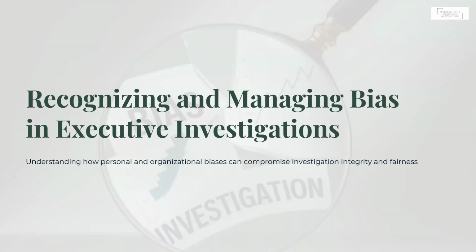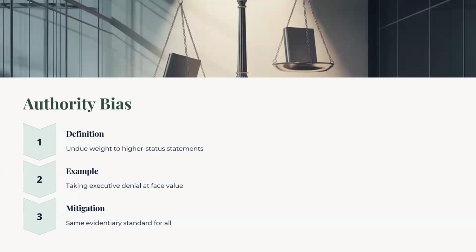And so concerns about bias often come up in executive investigations. And as many folks shared at the outset in the poll, fairness is an issue in navigating these types of concerns. And so we want to be able to recognize bias and manage it so that we can protect the integrity of our process. So I think it's important for us to talk through some of the common types of bias that show up in executive investigations. The first of which is authority bias.